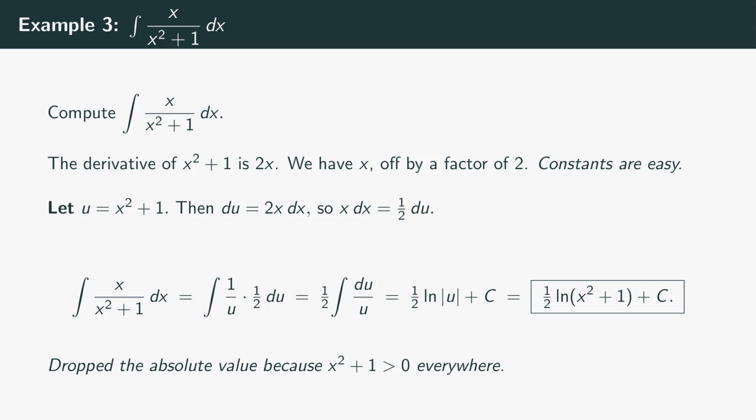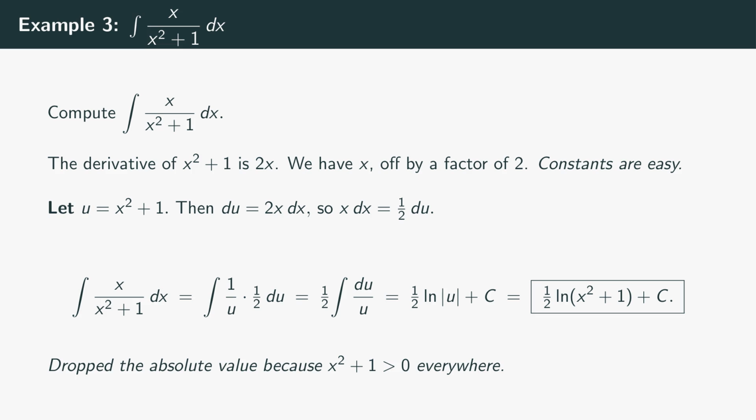Third example. Compute the integral of x over quantity x squared plus 1 dx. Look for the structure. The denominator x squared plus 1 is sitting inside a 1 over u shape. Its derivative is 2x. The numerator is x, so the derivative of the inside appears, but it's off by a factor of 2. That's fine. Constants are easy. We'll just track the factor.